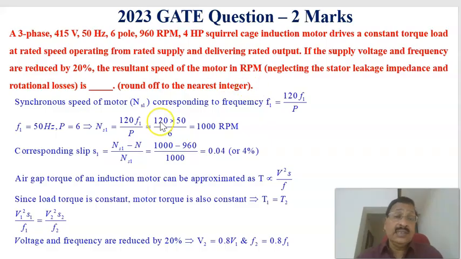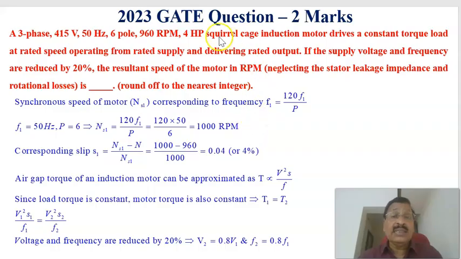rounded off to the nearest integer. Now coming to the induction motor, the synchronous speed corresponding to the supply frequency of 50 hertz is represented as ns1. ns1 equals 120 f1 by P, which is 120 into 50 divided by the number of poles 6, or 1000 rpm. This is the synchronous speed corresponding to the supply frequency of 50 hertz.